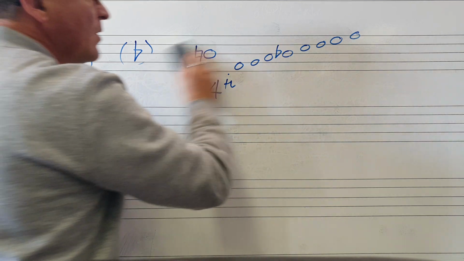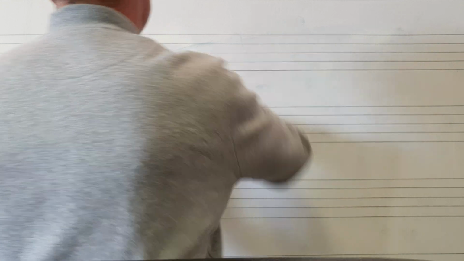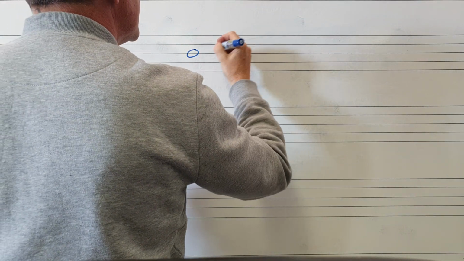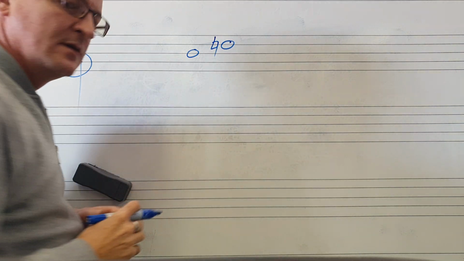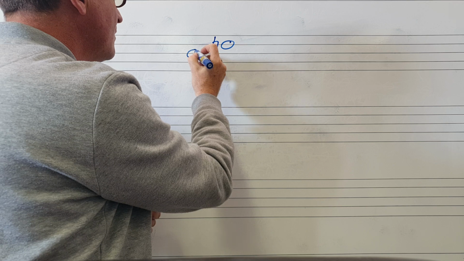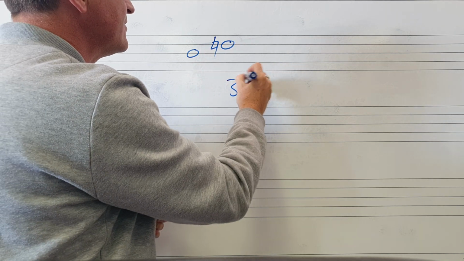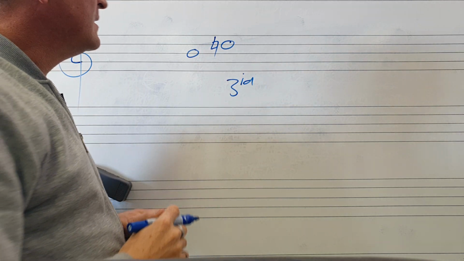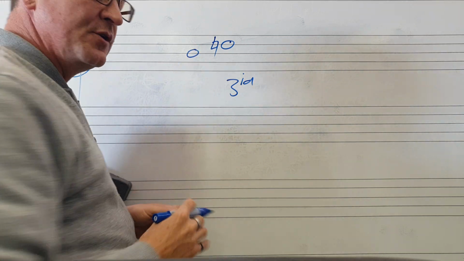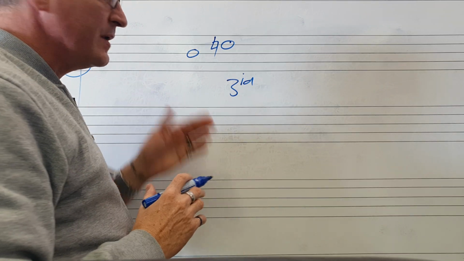Okay, one more. How about this one? Got two notes, count the interval. Step 1, 1, 2, 3. It's definitely a third because I've counted properly. Now, the bottom note is the key. Go to your key line. You only work in a major. We are in B major.